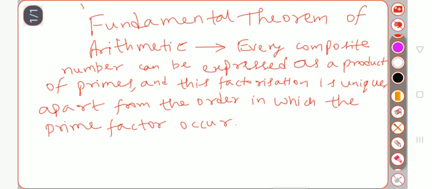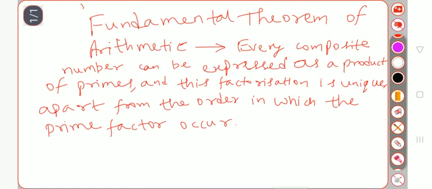In last videos we have discussed Euclid division lemma and the method of finding HCF by Euclid division lemma. Now in this video we will learn the fundamental theorem of arithmetic. This is a very simple theorem. Every composite number can be expressed as a product of primes, and this factorization is unique apart from the order in which the prime factors occur.